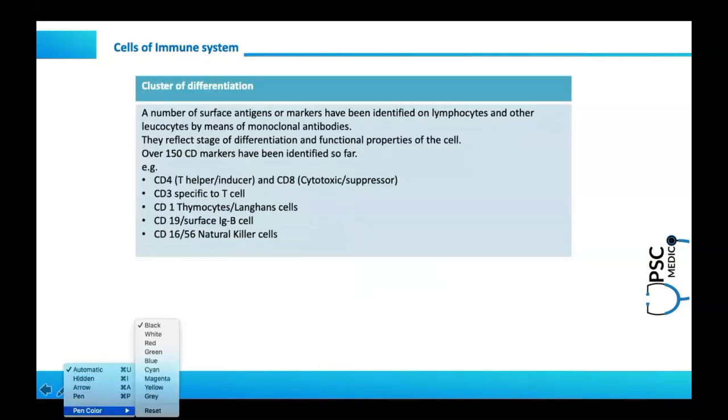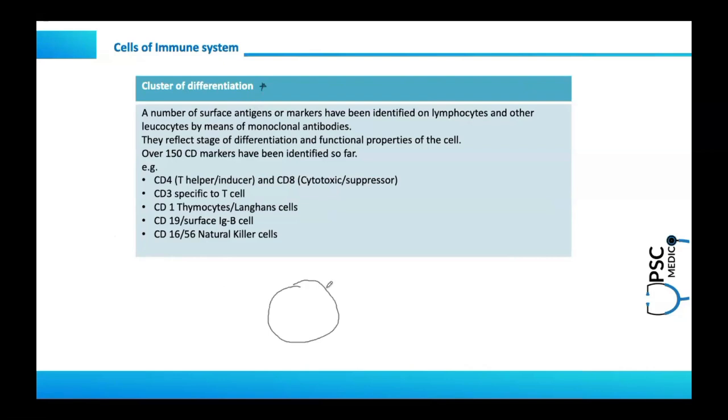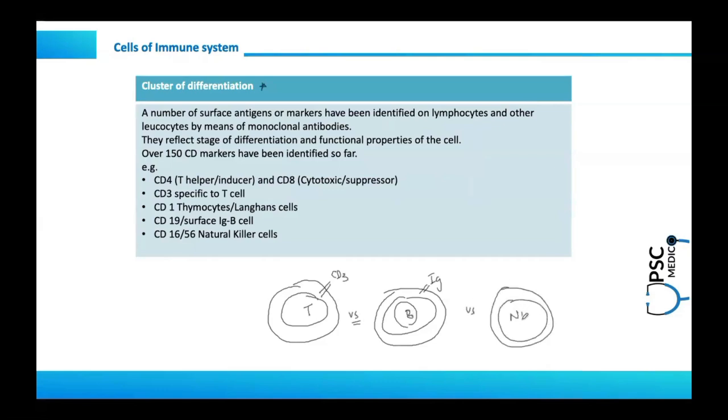When you discuss lymphocytes, the topic is incomplete without knowing the cluster of differentiation. As I told you yesterday, the T lymphocyte has CD3 on its surface. The B lymphocyte has immunoglobulins on its surface. And on the natural killer cells, we have CD16 and CD56. What are all these? They are characteristic antigens specific to a particular cell.